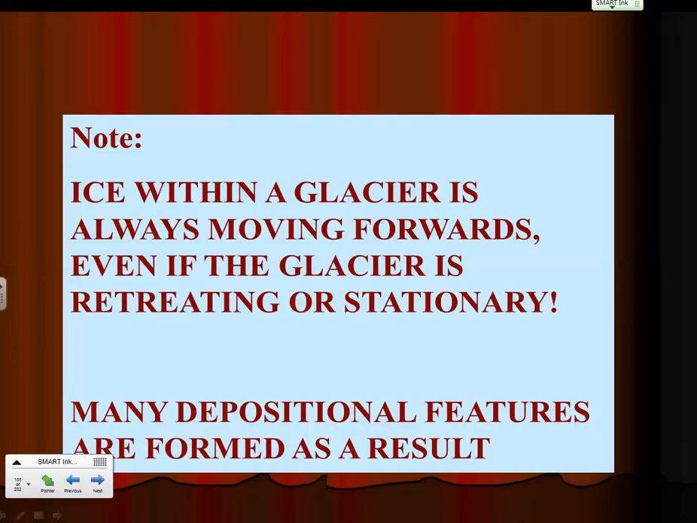Important to note that ice within a glacier is always going forwards. It's always like a conveyor belt pulling ice downhill. Even if the glacier is not retreating or stationary, it's still moving forwards. It's just not going to look like it's moving forwards because the very edge of it is melting backwards sometimes.